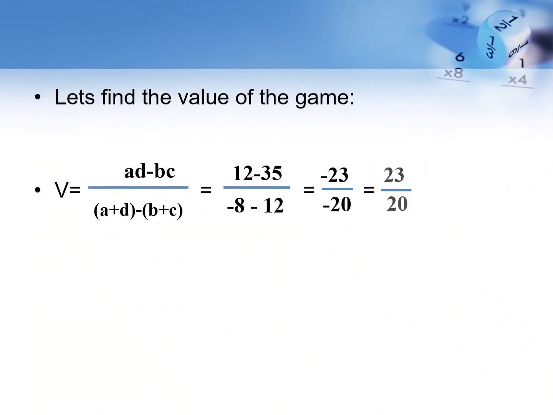Finally, we have to find the value of the game. So let's find the value of the game, which is v is equal to ad minus bc by a plus d minus b plus c, which is equal to 12 minus 35 by minus 8 minus 12, equals minus 23 by minus 20. The final answer is 23 by 20.